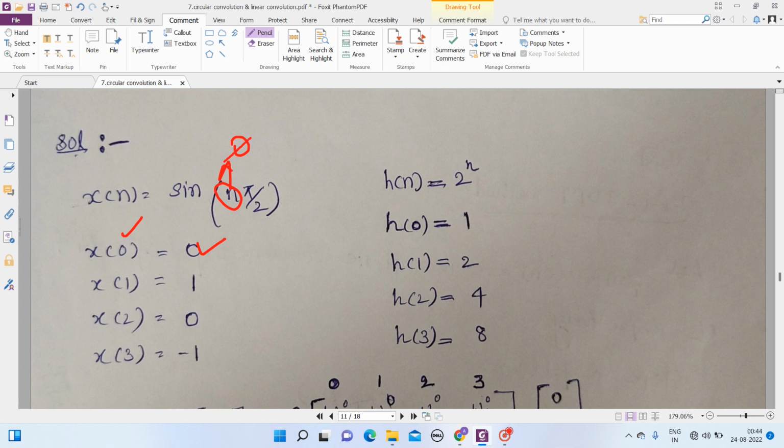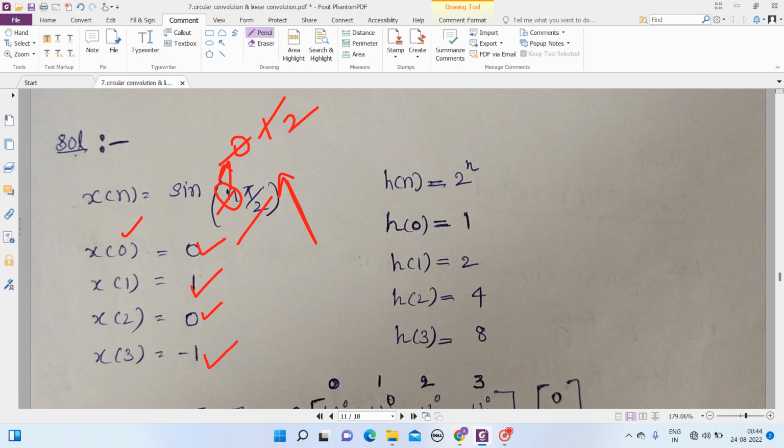Then again we have to substitute the value of n as 1. Then by using a calculator, find out the value of sine of pi by 2. The sine of pi by 2 value is 1. Again we have to apply n value 2. So sine 180 is 0. You know very well, right? Sine of 3 pi by 2 value is minus 1.